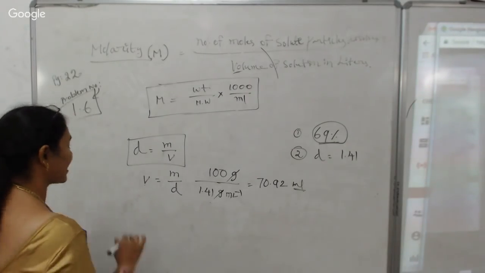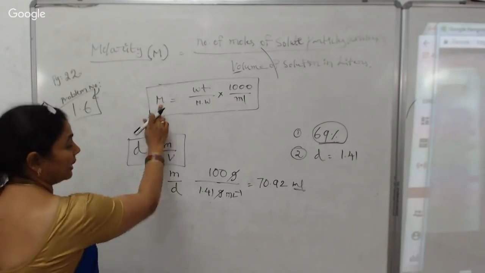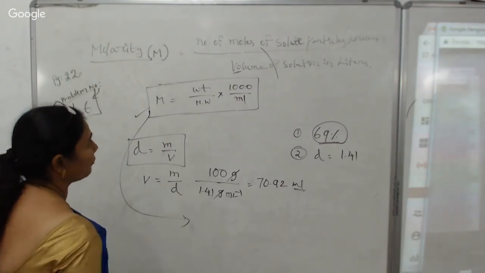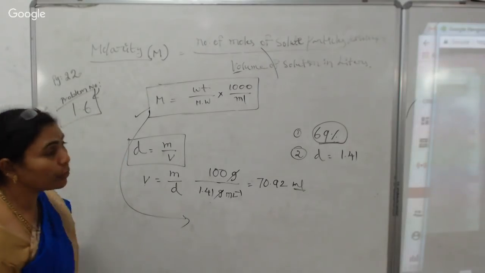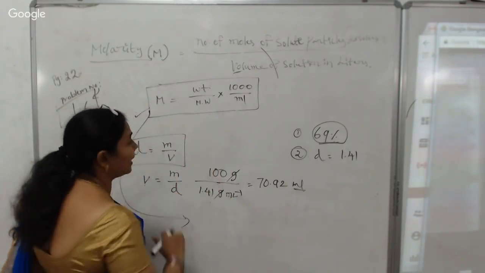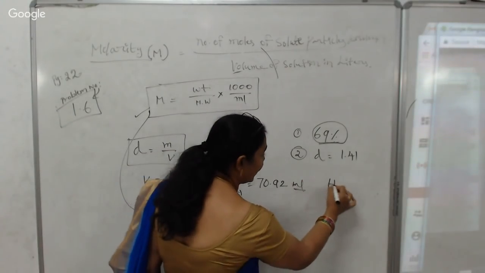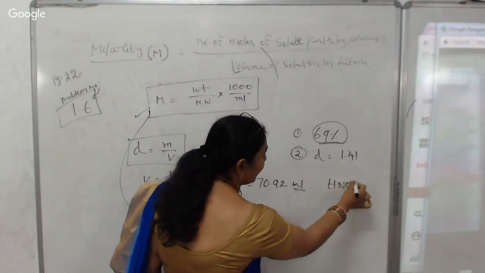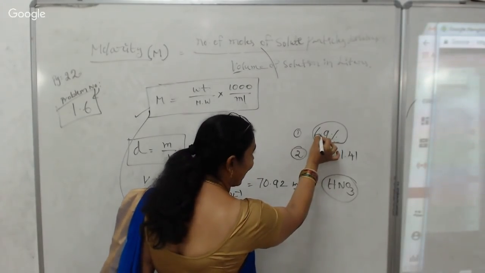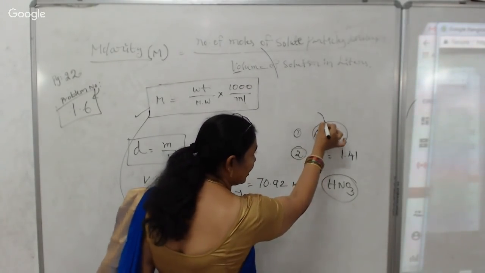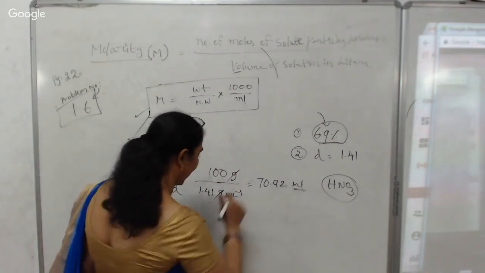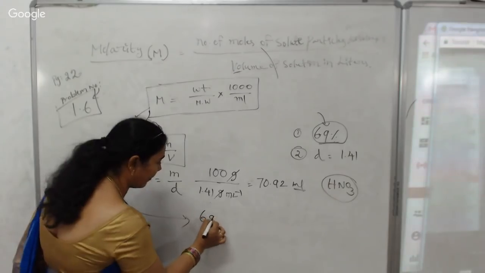Right. Next, you have to calculate the molarity now. So you have to write this formula. M is equal to weight by molecular weight into 1000 divided by milliliters. Now what is the weight? The HNO3 weight is 69, because 69 grams of HNO3 is dissolved in water. So the weight is 69. So write down 69 is the weight.